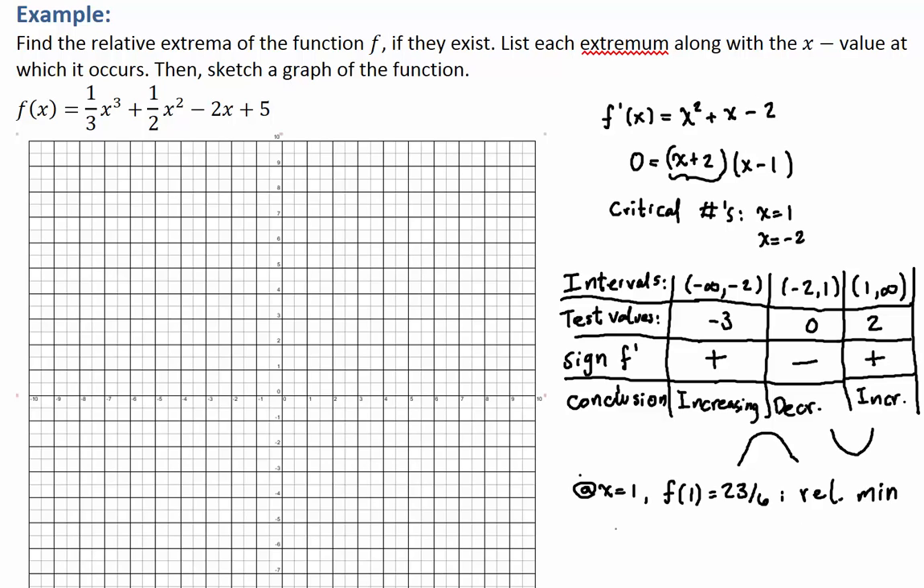I'm doing x equals negative 2. When it's x equals negative 2, you have f of negative 2 is equal to 25/3, and that is a relative max.